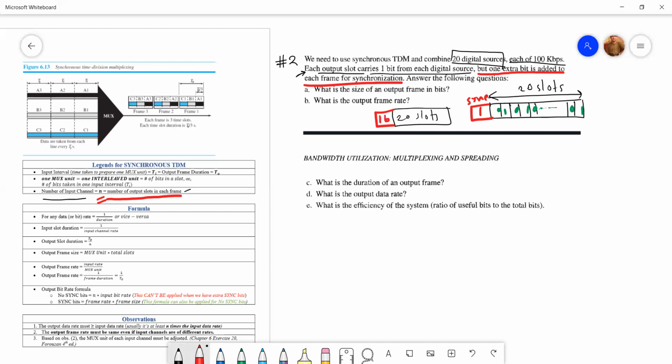Okay, and now we have to answer the following question. The very first question is straightforward. What is the size of an output frame in bits?